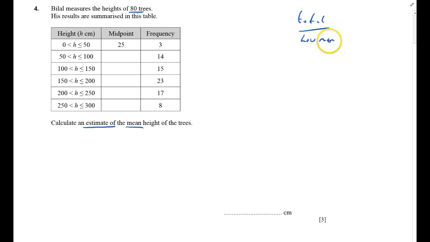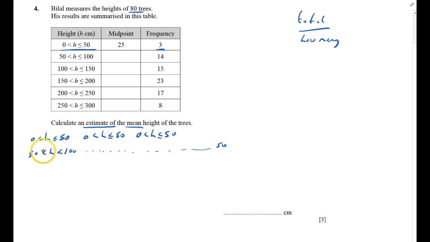Okay, so I've got 3 which were between 0 and 50. So I've got 0 less than h less than or equal to 50, and I've actually got 3 of those. And this again, understanding what the frequency table means helps. But I can't add up these 3. I've got 14 of the next one, so from 50 to 100, I've got 14 of those. Now I can't add up all those numbers because there's no numbers to add up.